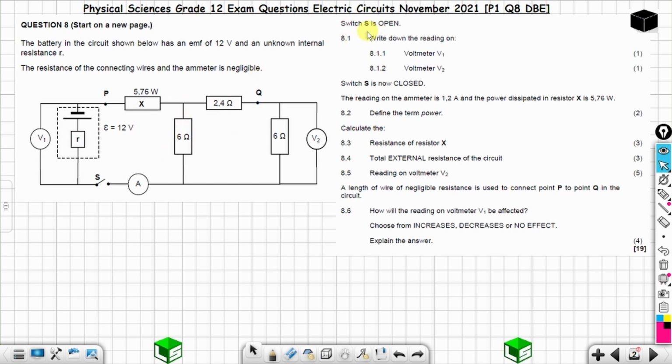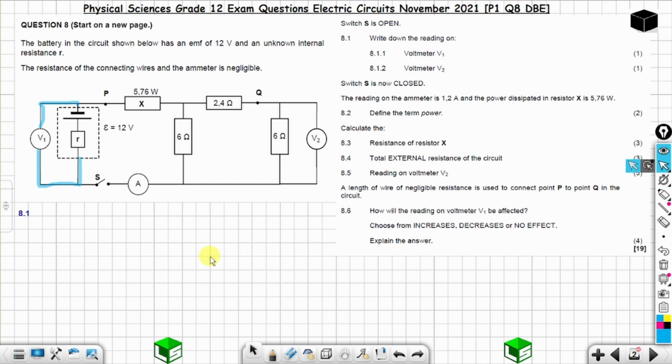Now, switch S is open. 8.1.1. Write down the reading on voltmeter V1. 1 mark. Okay, voltmeter V1 is connected across the battery.